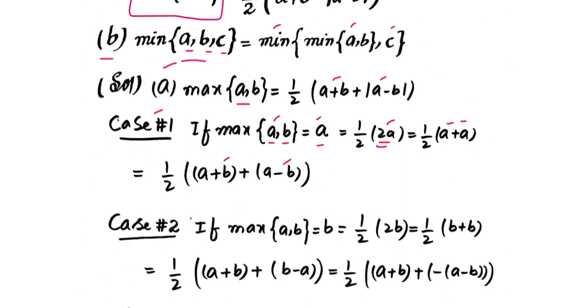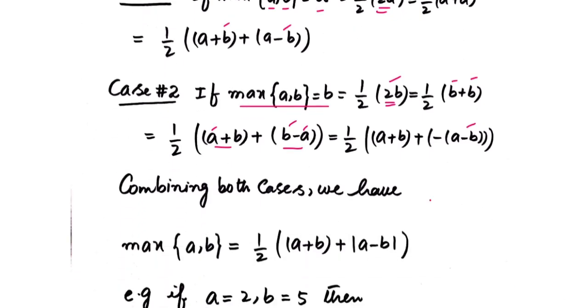Next, consider case number 2. In case number 2, suppose the maximum of {a, b} is equal to b. Again, by multiplying and dividing by 2, we have 1/2 (2b). The inner 2b can be written as b + b. Now adding and subtracting a, we have (a + b) + (b - a). By taking minus as common from this bracket, we have (a + b) - (a - b). Now combining both of the cases, the first bracket in both cases is the same, while the second bracket in the first case is a - b and in the second case is minus times (a - b).